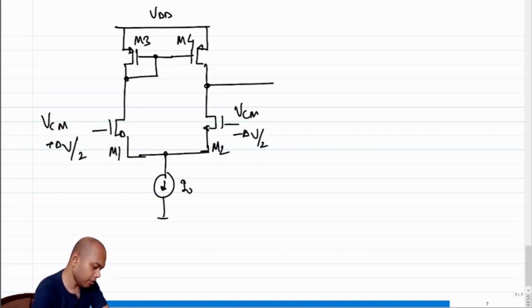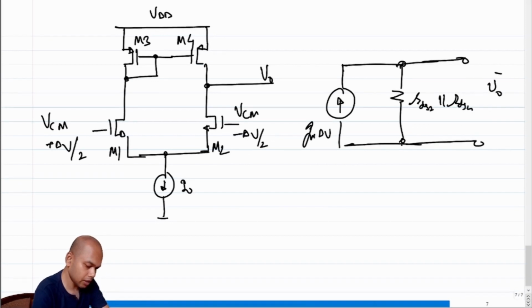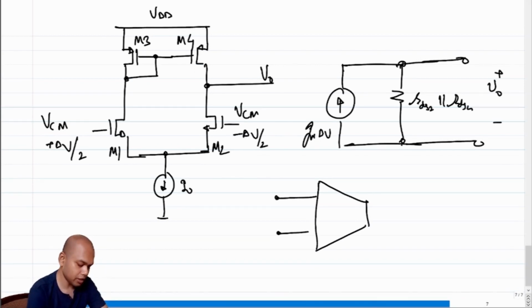So the incremental Norton equivalent of this becomes Gm times delta V, and R out becomes R02 parallel R04, or rather I should say RDS2 parallel RDS4, and incrementally this becomes the output voltage, right? So another popular way of expressing the same thing is this. We know that this is a voltage control current source.